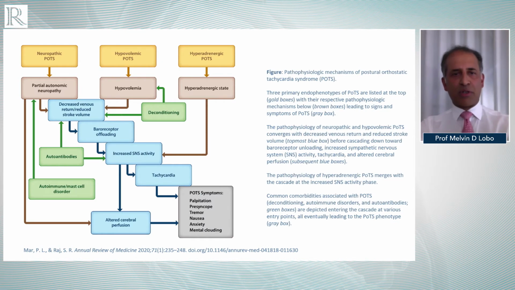A nice way of putting it all together is this rather complicated looking diagram, but the key thing is if you see the topmost golden bars with the 3 different major phenotypes, we see how neuropathic POTS and hypovolemic POTS converge to create a state of reduced venous return, a reduced stroke volume, a reduced cardiac filling, that causes secondary baroreceptor offloading, and thereafter promotes increased sympathetic nervous system activity, which we actually get from the hyperadrenergic state as well.